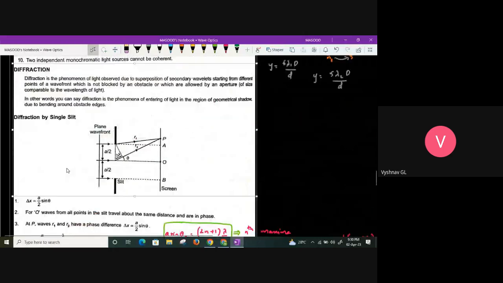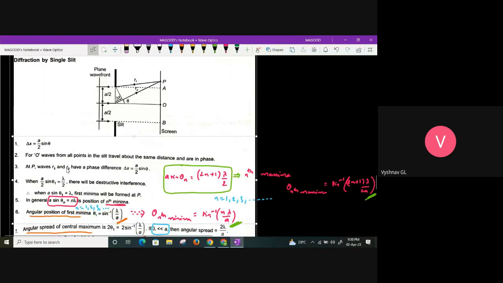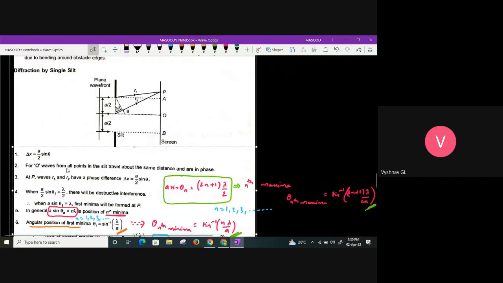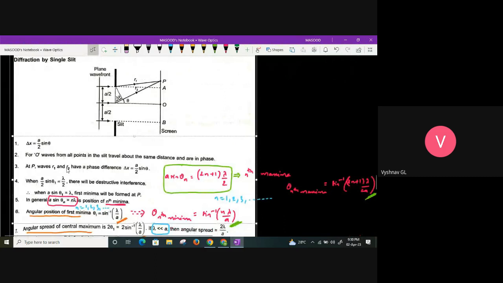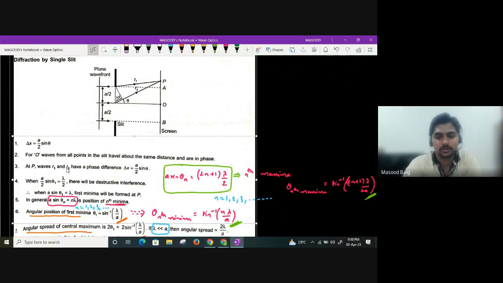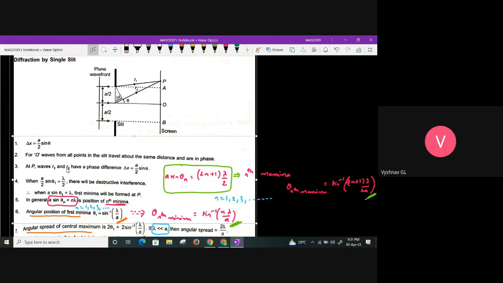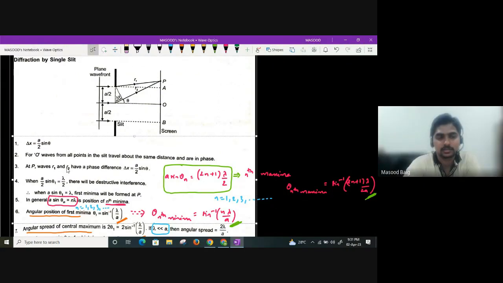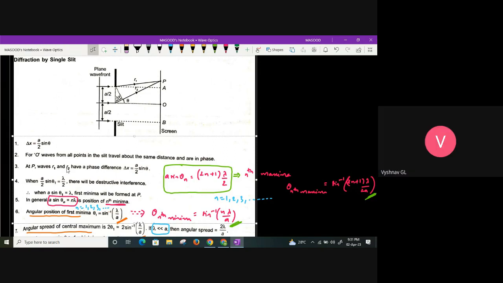Why don't we consider the value of n as 0 in any of the equations? In diffraction? Yes. For central maxima I want... No, I cannot write n is equal to 0 here. I didn't understand, in which case you are saying? In diffraction, why are we not considering n is equal to 0 for any of the two cases, even for nth minima or maxima?